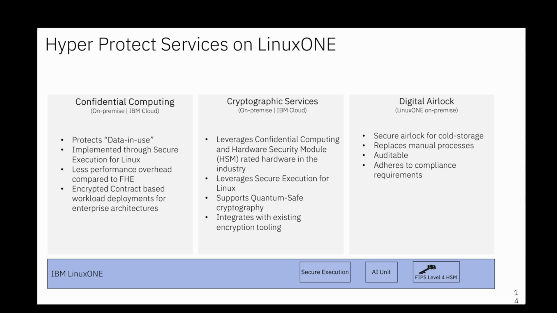And from the cryptographic services perspective, most of you might be knowing HyperProtect crypto services on IBM Cloud, and a similar service will be available on the LinuxONE on-premise. Digital airlock services, this is for LinuxONE on-premise at this point. It provides secure airlock for cold storage, and we have some use cases that we can talk about where this will be useful. It basically provides you an auditable mechanism to manage communications between the inside and the outside world, and what happens behind the firewall inside your enterprise data centers and all that.